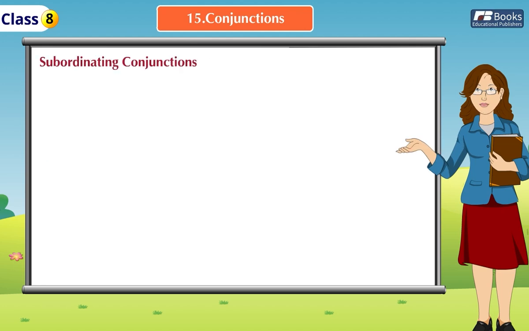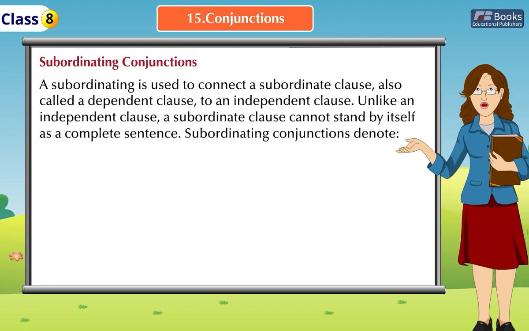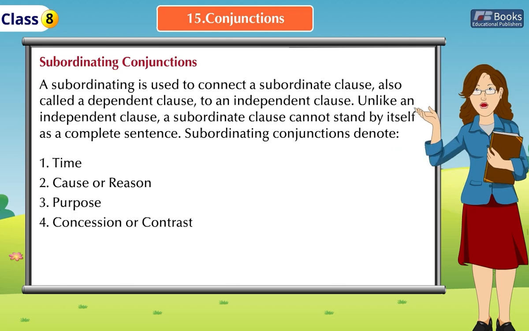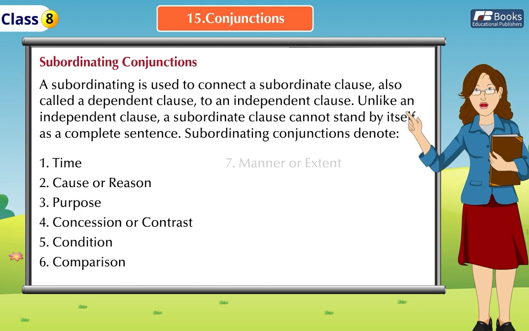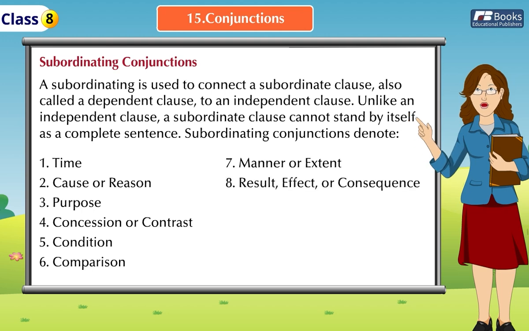Subordinating conjunctions. A subordinating conjunction is used to connect a subordinate clause, also called a dependent clause, to an independent clause. Unlike an independent clause, a subordinate clause cannot stand by itself as a complete sentence. Subordinating conjunctions denote time, cause or reason, purpose, concession or contrast, condition, comparison, manner or extent, result, effect or consequence, place.